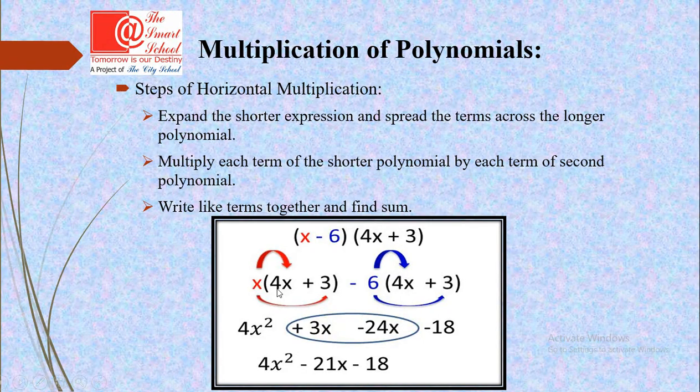So x multiplied by 4x and then x multiplied by plus 3. And then here minus 6. So minus 6 multiplied by 4x and minus 6 multiplied by 3. So the product is 4x square plus 3x minus 24x and minus 18. These are like terms, so we will add or subtract depending on signs. So plus minus we will minus. So it is 21, the bigger number has the minus sign, so it will be minus 21x. So the answer is 4x square minus 21x minus 18.